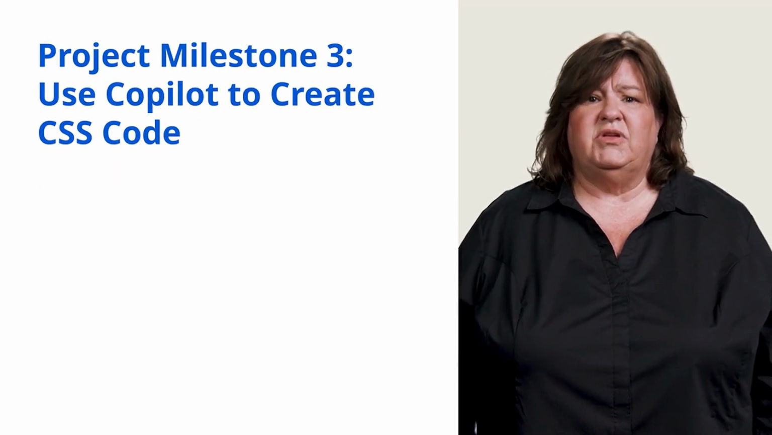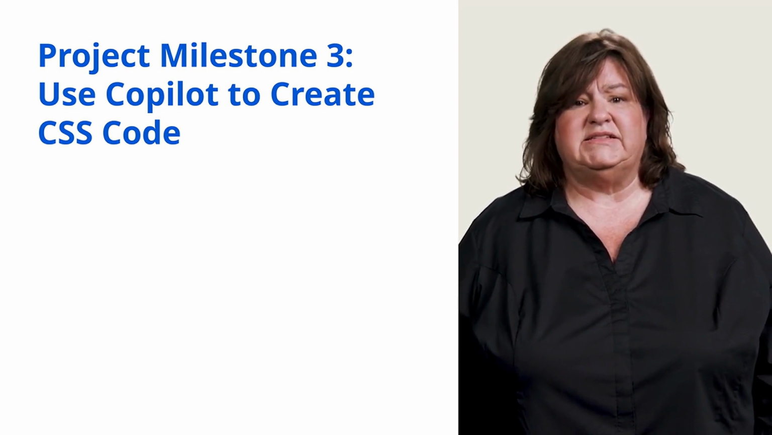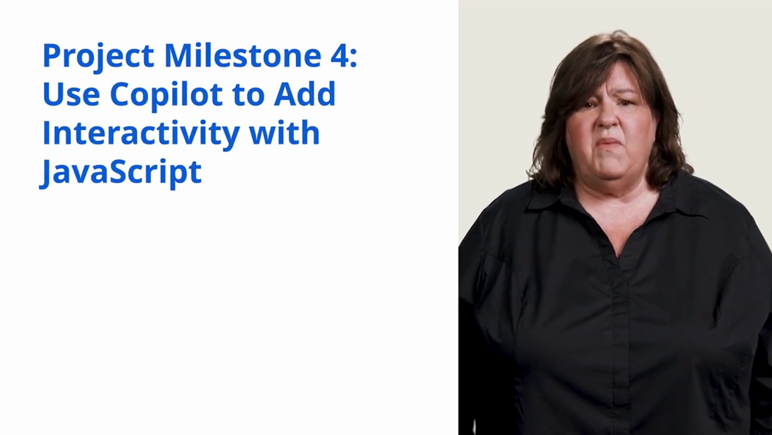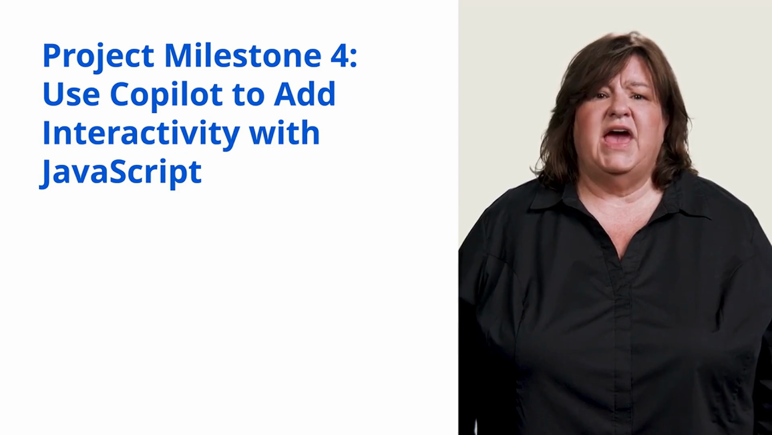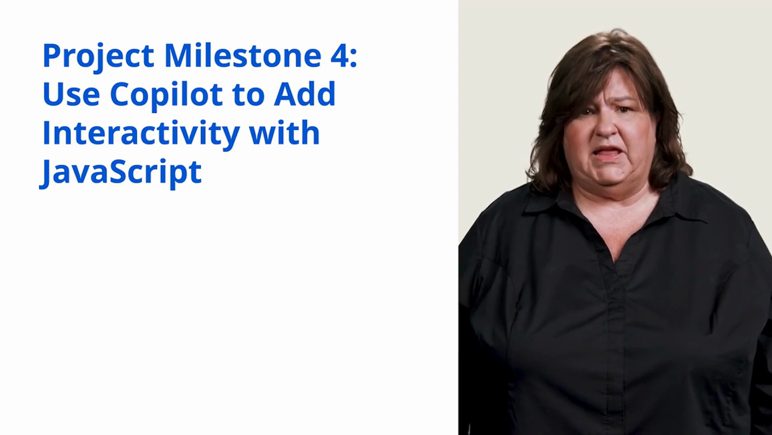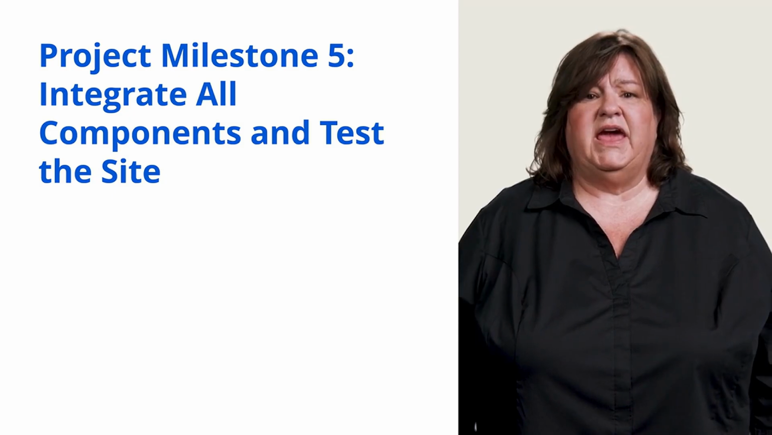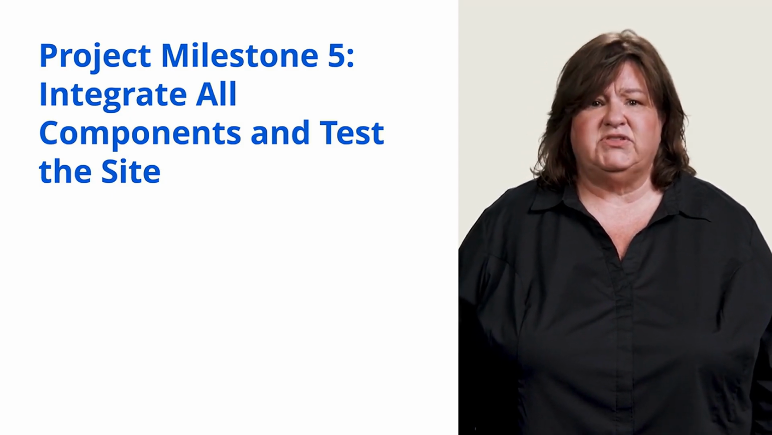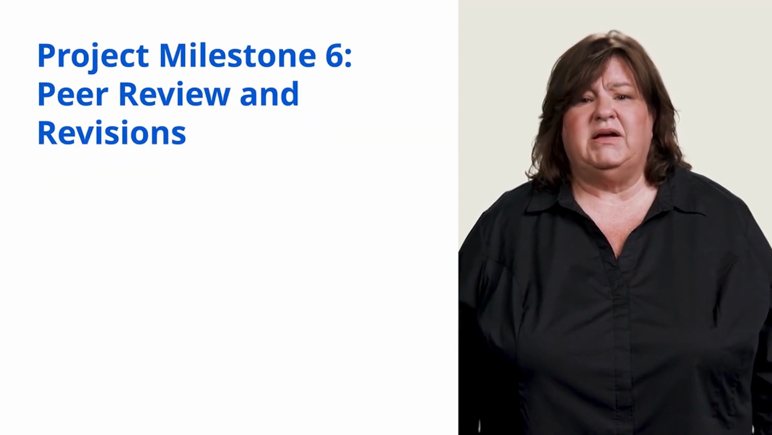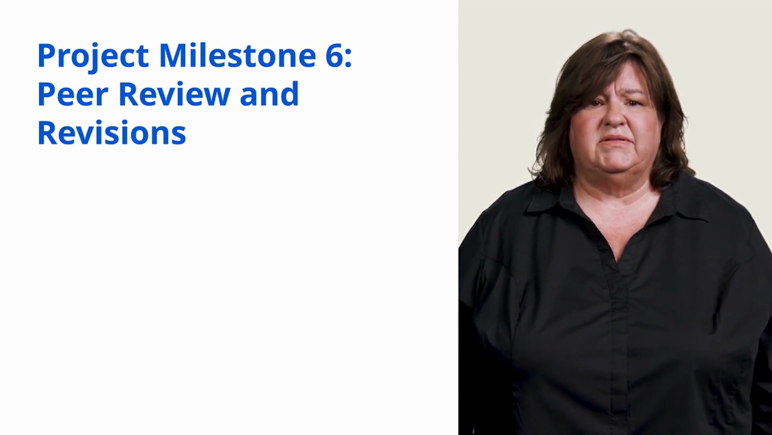In the third milestone, you will use Copilot to create code that will style your portfolio using CSS, making sure it's responsive and visually appealing. In the fourth milestone, you will use Copilot to add interactivity with JavaScript, such as form validation and dynamic content displays. For the fifth milestone, you will integrate all components, HTML, CSS, and JavaScript, and test the site for functionality and usability. Finally, in milestone 6, you'll conduct a peer review to gather feedback and make final revisions.